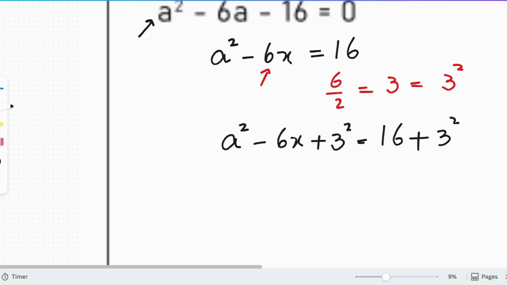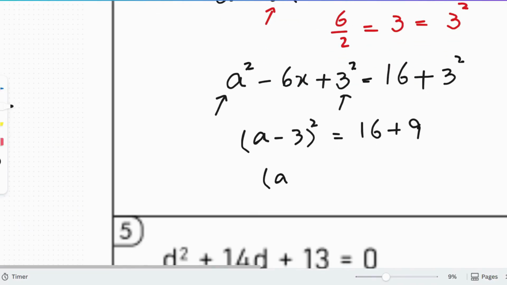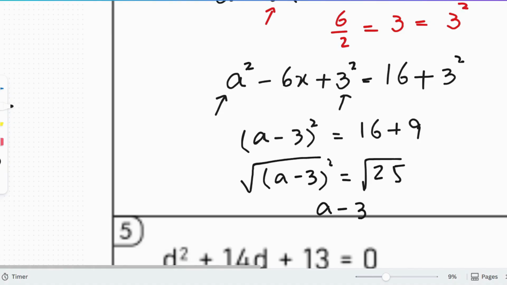Now as I've got squares with the a and the 3 over here, it will convert into a minus 3 whole square equals 16 plus 9, right? So 16 plus 9 is equivalent to 25. So a minus 3 whole square equals 25. I will take radical on both sides, okay? So it will convert into a minus 3 equals plus minus 5.